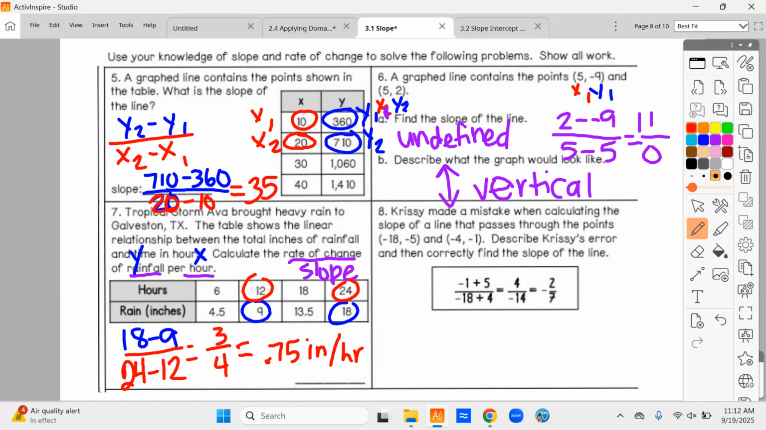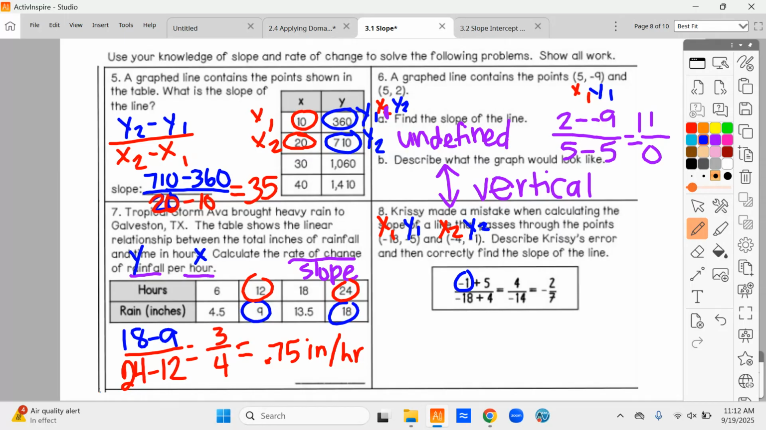Now, Chrissy made a mistake when calculating the slope of the line that passes through the points -18, -5, and -4, -1. Describe Chrissy's error and then correctly find the slope of that line. All right, now, when we're looking at this, I'm just going to go ahead and label. It looks like she started with -1. So I'm going to say that this is my y2. That means that -5 is my y1. And that means that negative 4 is my x2 and negative 18 is my x1. And I just chose that based on her very first number.